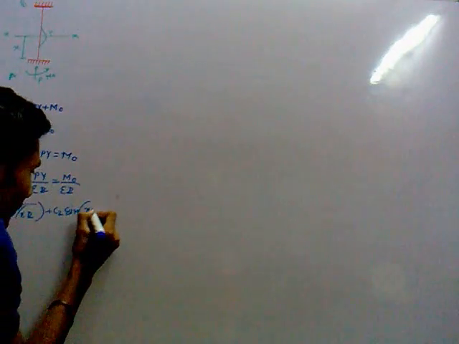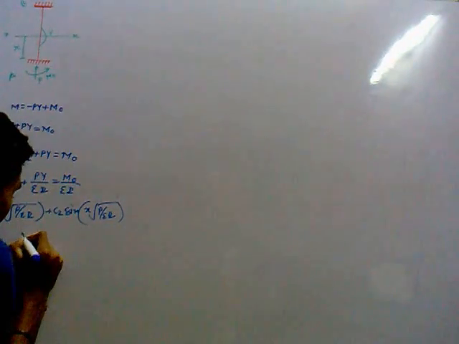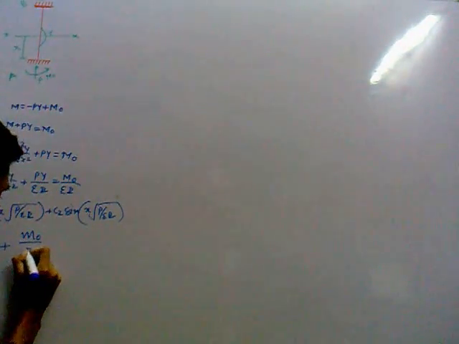Now by solving this equation I get y equals c1 into cos of x under root of P upon EI, plus c2 sin of x under root of P upon EI, plus the value M0 divided by P. This is the extra addition in this equation.